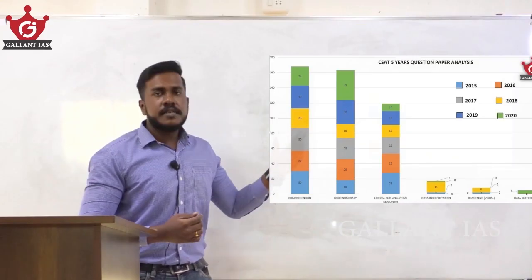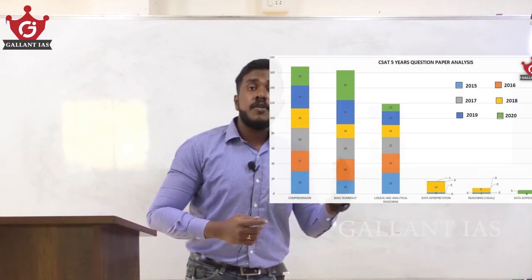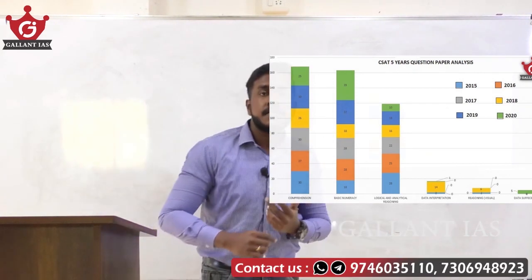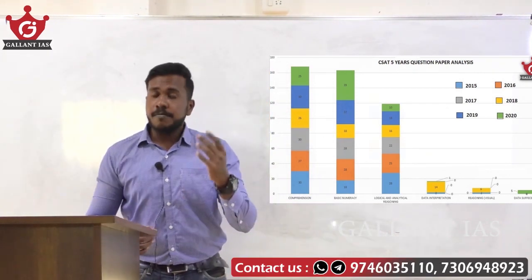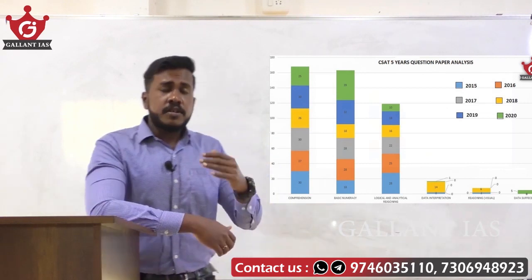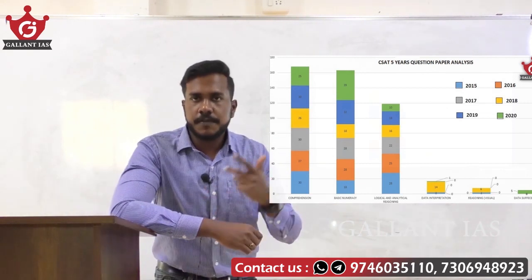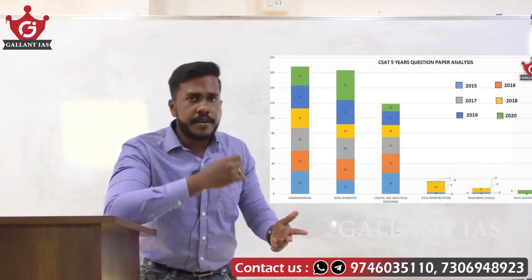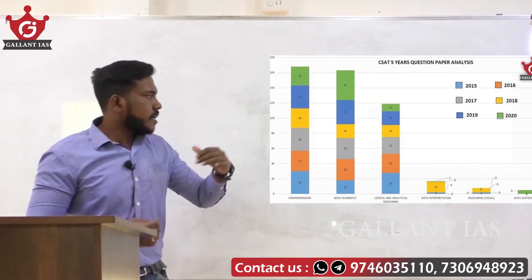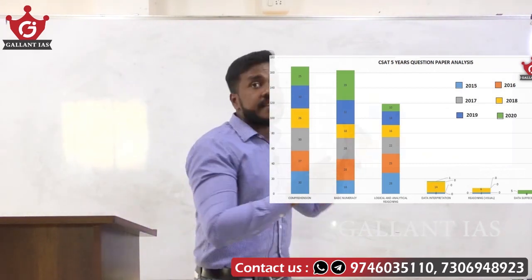Another module from CSAT is based on a topic known as blood relations. It's a very important topic. You can see a whole lot of questions when you check your previous year questions, based on blood relations. It actually comes under the topic logical and analytical reasoning.